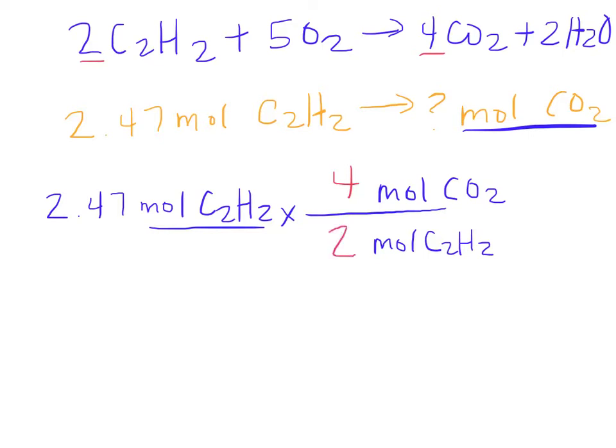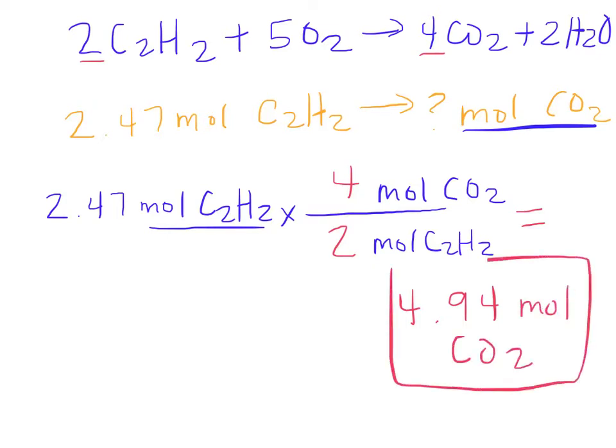And we just go ahead and do the math on this. And hopefully you did come up with an answer after you did the math of 2.47 times 4 divided by 2, of 4.94 moles. So our answer is going to be 4.94 moles of carbon dioxide, and that's how we would write our answer. And of course, we want to go ahead and box it.